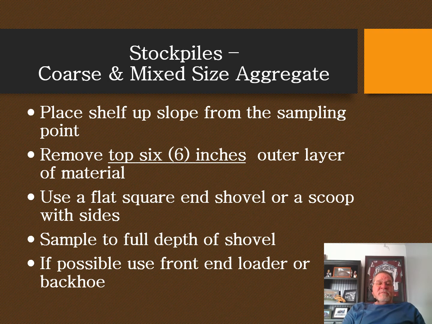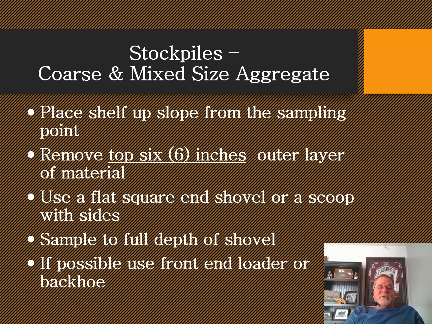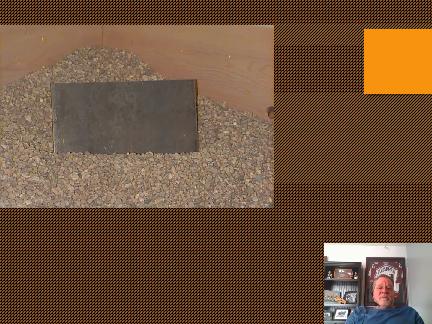If you have coarse and mixed size aggregates, you would place the shelf upslope to keep any materials from sliding in. Remove the top 6 inches because it's probably segregated. Using a flat square end scoop or shovel, sample to the full depth of the shovel. If possible, again, use the power equipment, create yourself a mini pile and sample from that. It's much easier and much safer.